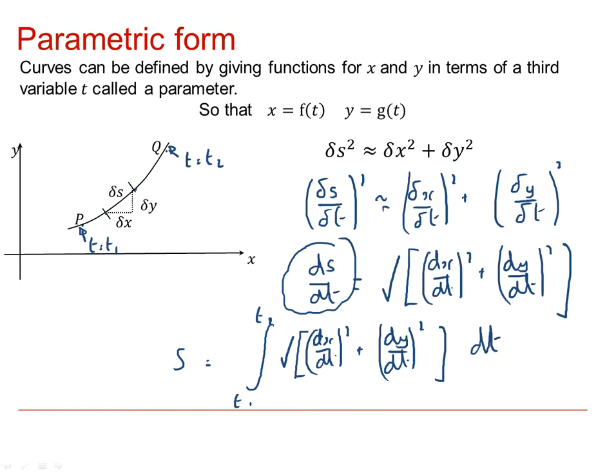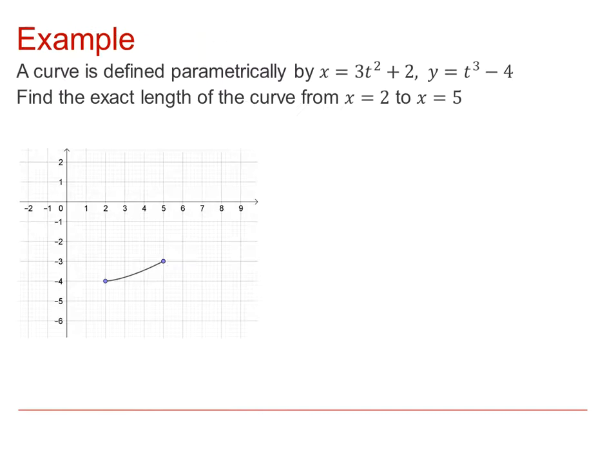So that's the theory behind this idea. Now let's look at a specific example. Here we have two parametric equations for x and y. So x is 3t squared plus 2 and y is t cubed minus 4. The first thing we need to calculate is dx by dt. Clearly dx by dt is just the derivative of 3t squared, which is 6t. The derivative of 2 of course is 0, and dy by dt is equal to 3t squared.